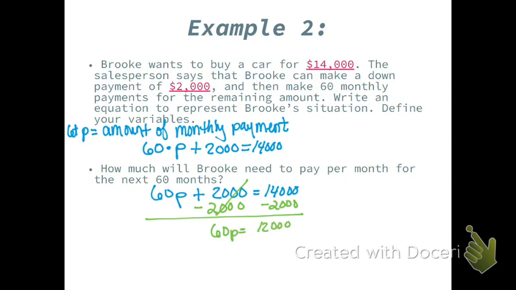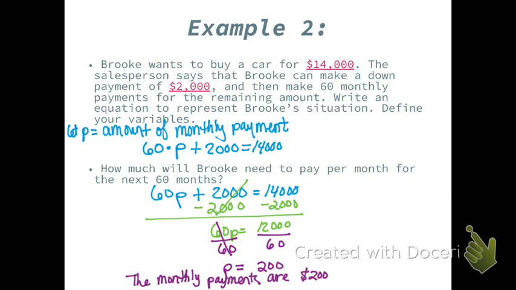And then the next thing you would do is, you've got 60 times P. The opposite of multiplying by 60 is dividing by 60, and 60 divided by 60 equals 1. So you would just get 1P over here. And then what that tells us is that the monthly payments will be $200.